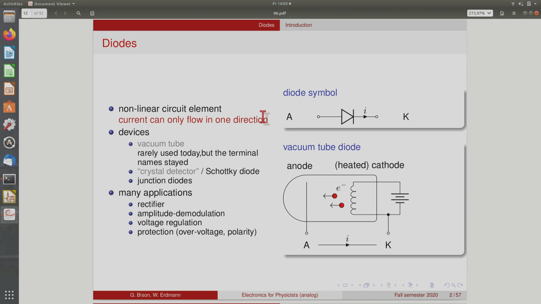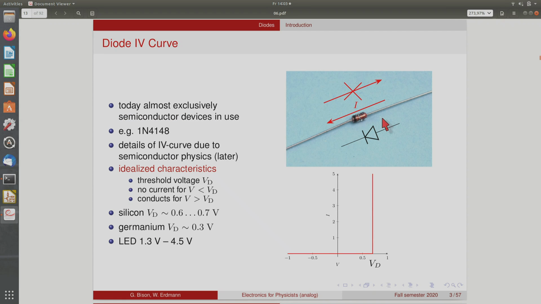So diodes have many applications. The most important one is certainly the rectifier, which makes use of this property that the current only flows in one direction. So this can be used, for instance, for amplitude demodulation. We'll look at that example. But if you look in detail into the properties of the IV curves of a real diode, you can also use them for voltage regulation, and they also have protection applications. Okay.